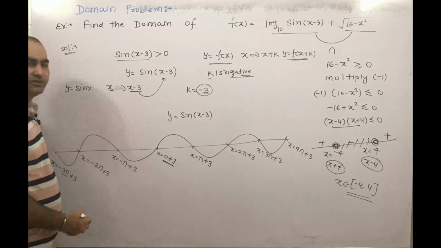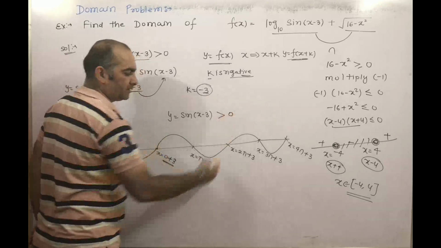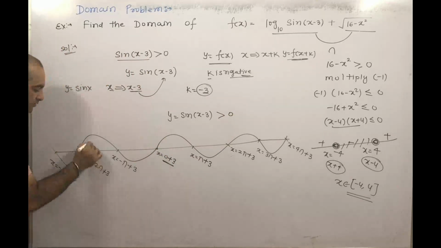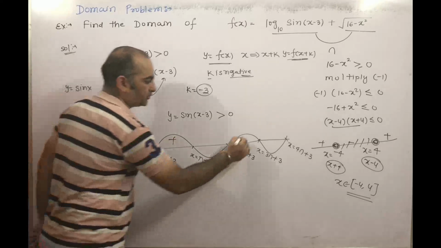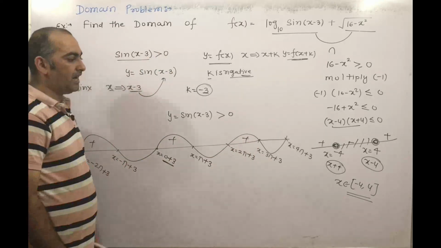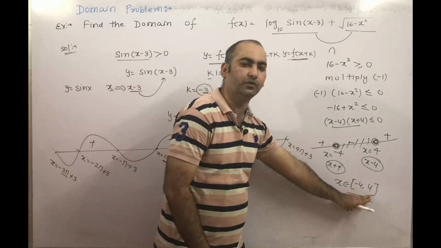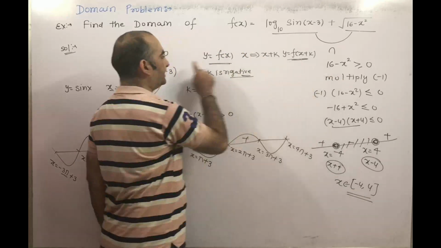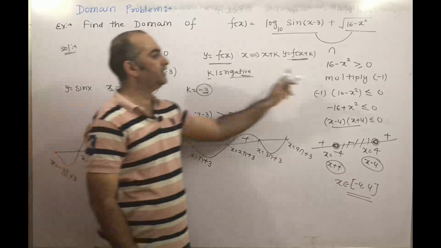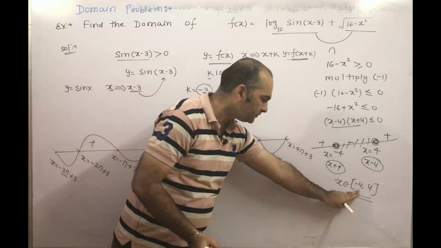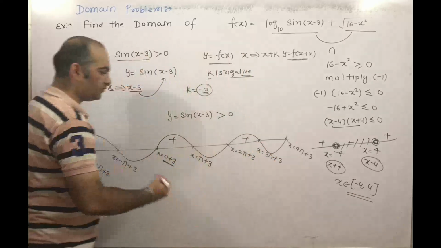Okay, and we want this to be greater than 0. That means we want this to be positive, so above the x-axis. This portion we want. And we know from here, the x value should be from minus 4 to 4. In these two, we will take the intersection. So here also we can take the intersection, minus 4 to 4.